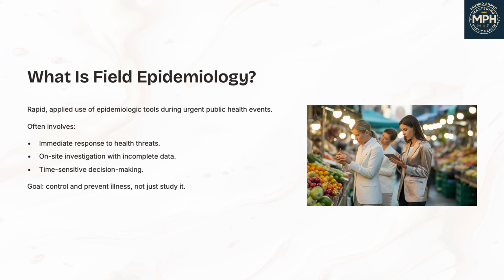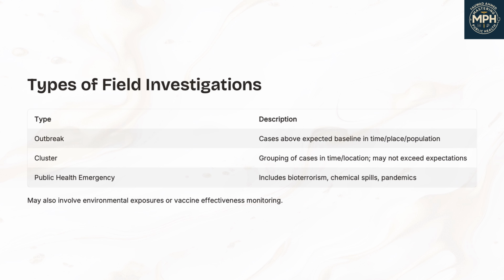What is field epidemiology? Field epidemiology is the application of epidemiologic methods to unexpected public health problems that require timely investigation and intervention. It typically involves urgency in response, on-site problem solving, limited or evolving information, coordination between health departments, labs, and communities. The goal is not just to understand an outbreak, but to control and prevent it as quickly as possible.